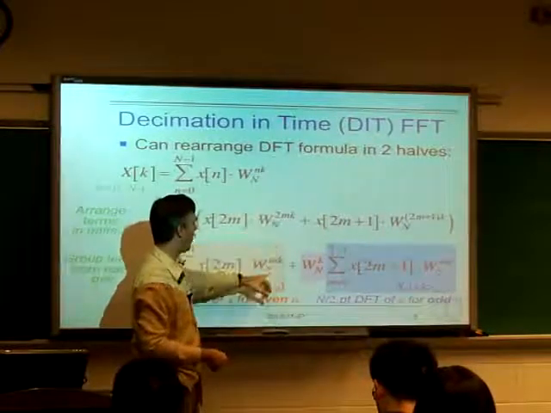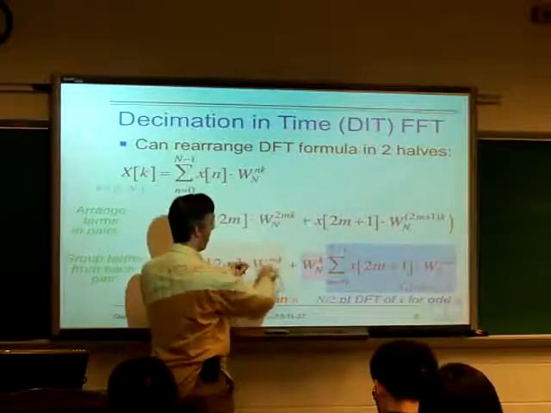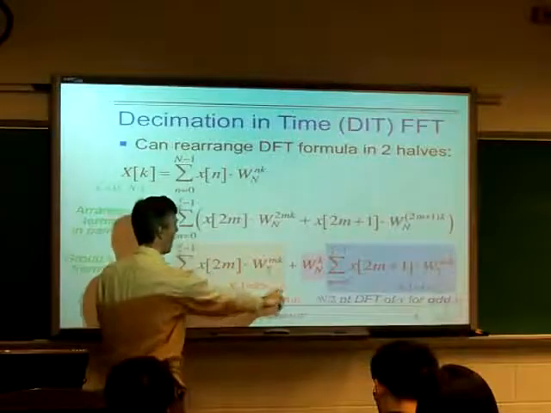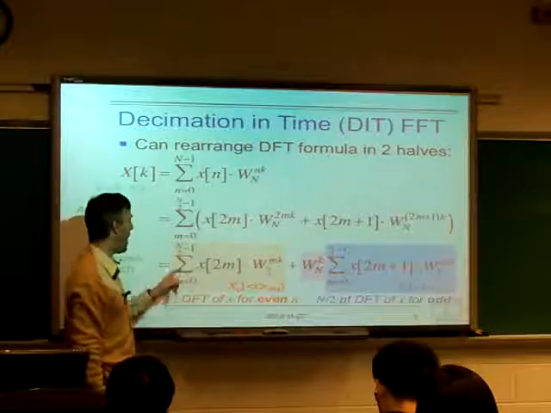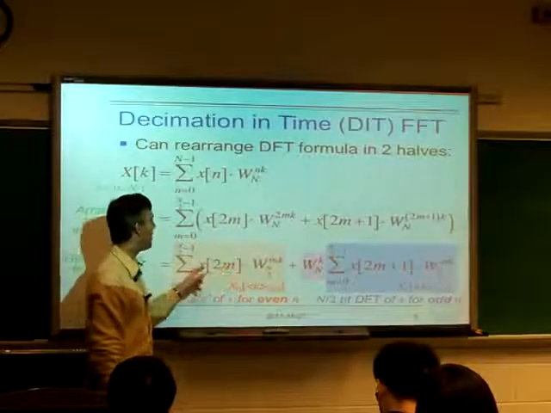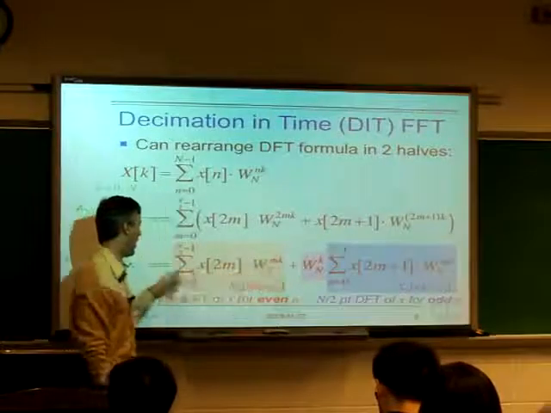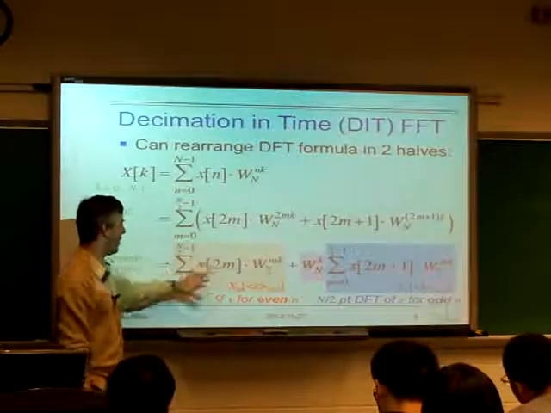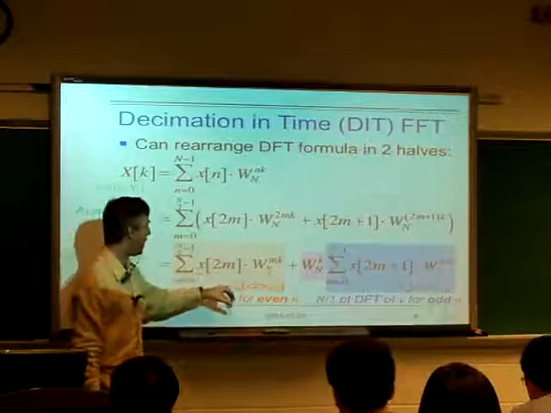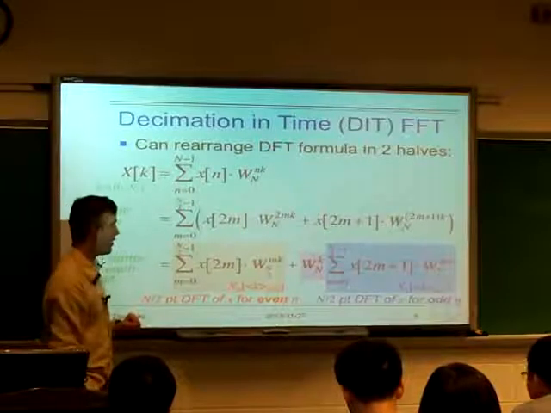But if you remember what W_N is, then you can see that if I've got everything raised to some even power, then it's the same as just W_{N/2} to the mk. And now this is simply an N/2 point DFT. It's some sequence as a function of m, raised to the W_{N/2} to the mk, and there are N/2 points here. So that's just the N/2 point DFT of the even indexed values of x of the original sequence.